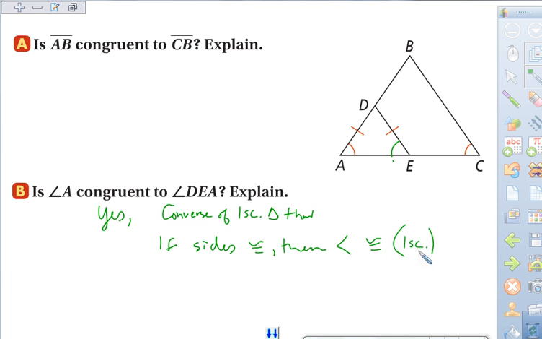Up above then it says, is AB congruent to CB? Well, I see angle A and angle C are already marked congruent, so that makes the bigger triangle isosceles. So we know that that one is isosceles because of the isosceles triangle theorem.